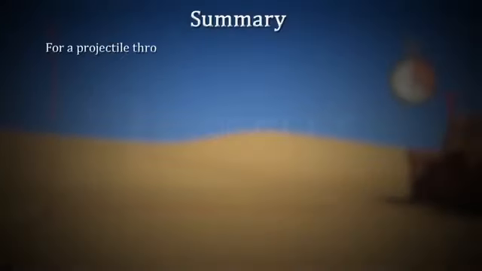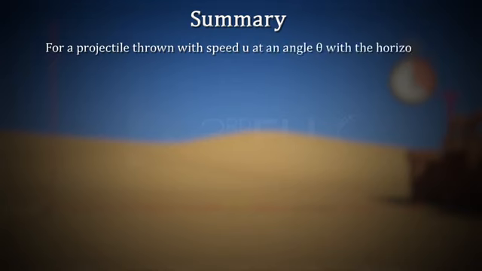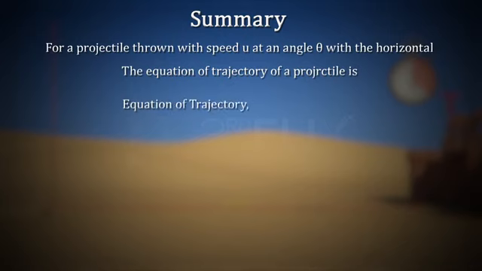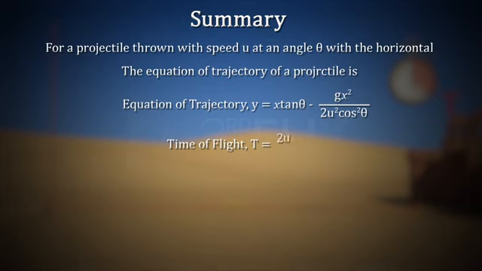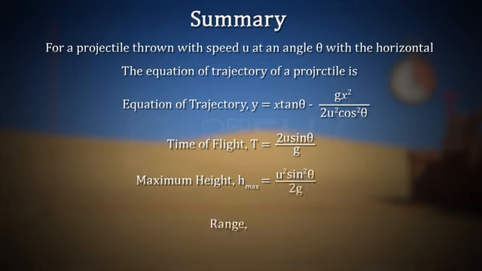Summary. For a projectile thrown with speed u at an angle theta with the horizontal, the equation of trajectory is y equals x tan theta minus gx square by 2u square cos square theta, which indicates it is a parabolic curve. The time of flight is 2u sin theta by g. The maximum height is u square sin square theta by 2g. The range is u square sine 2 theta by g.